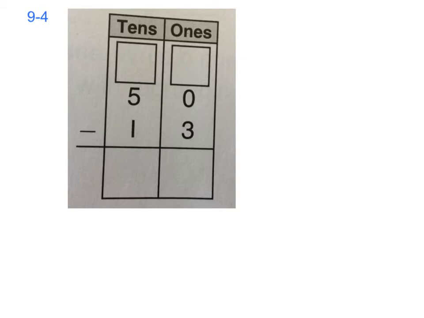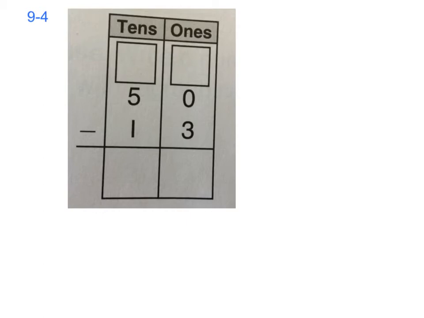This problem comes from 9-4. It is very similar to 9-3, but now you are subtracting a 2-digit number from another 2-digit number. The first thing you need to think about is if you can subtract 3 from 0. Since you can't, you need to regroup from the tens.